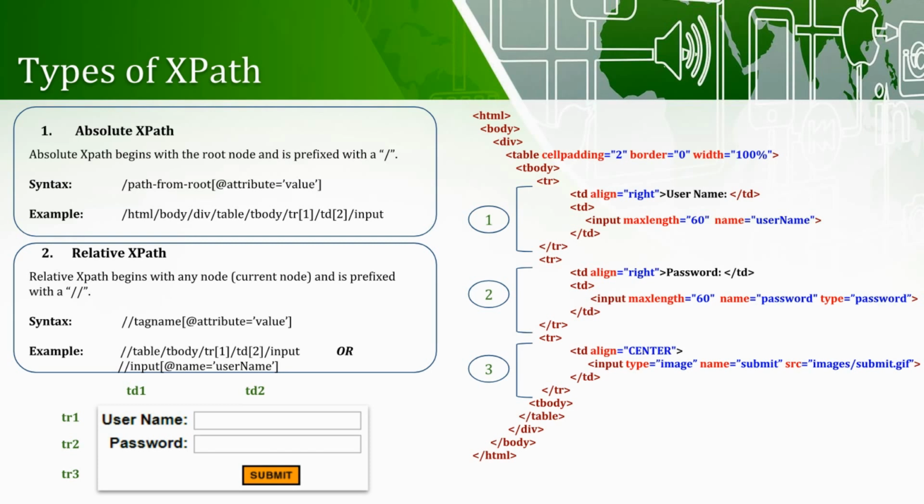Now, in order to achieve the same output, but using relative XPath, how can we write it? We can write it as //table.